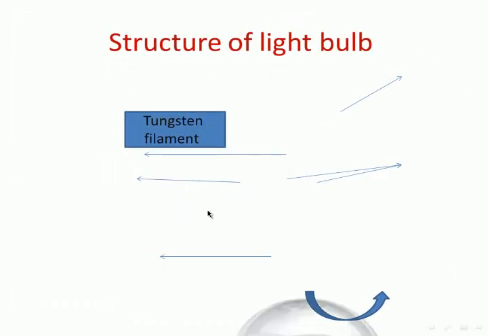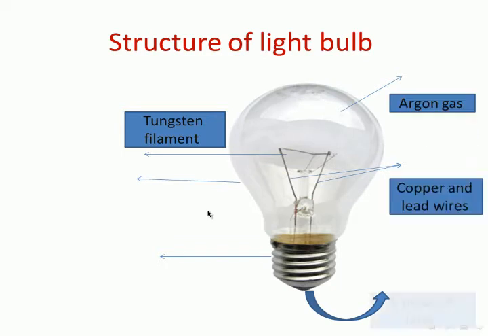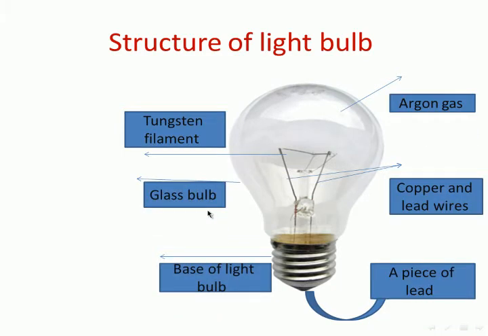The structure of the light bulb. The light bulb consists of a glass bulb. The glass bulb is a very thin glass layer filled with argon gas, and its structure prevents air from reaching the bulb. So the first part of the light bulb is the glass bulb.